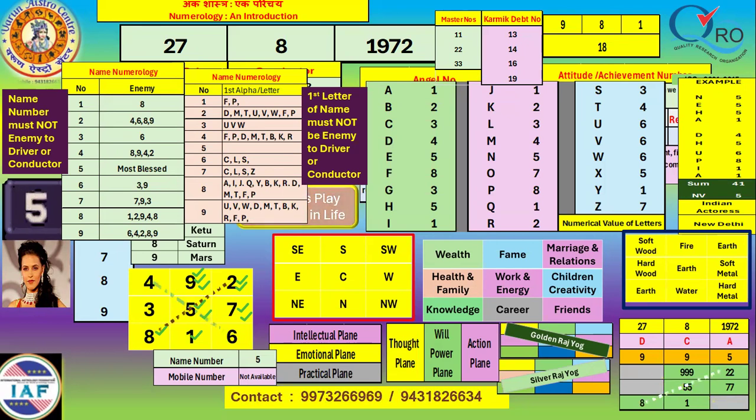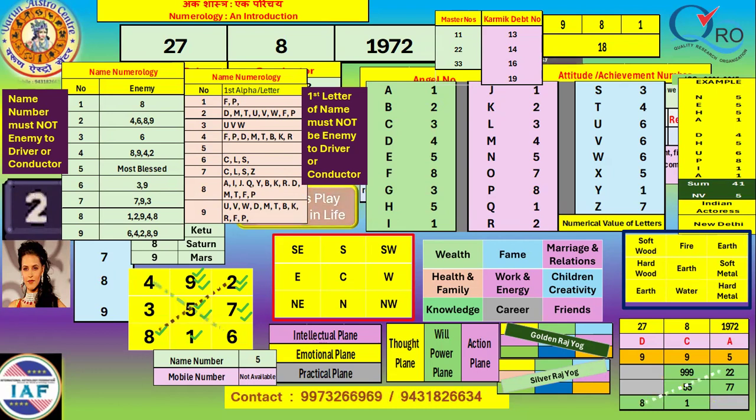So the impact of these numbers is, if a number is missing, that planet's energy may be missing for the native. And if any enemy number is there, it is doing a head-on collision for the native, which is creating problems and difficulties in life. Like 1 and 8, Sun and Saturn are always inimical.